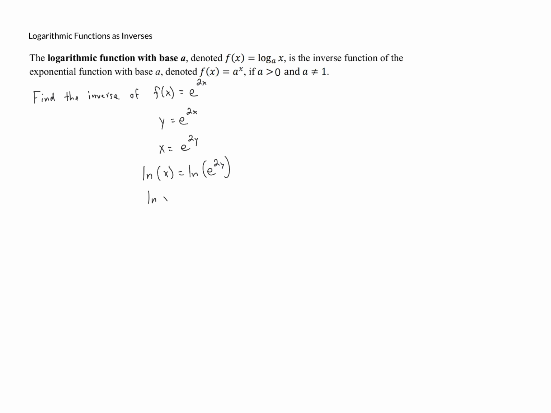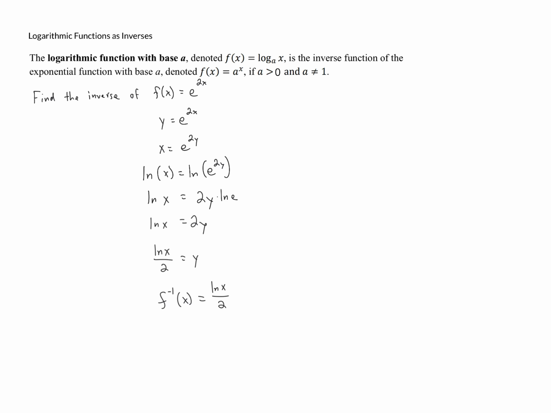So we can write this as ln of x equals 2y times ln of e. And ln of e is asking e to what power is e? Well, e to the first power is e. So this is just equal to 1. And anything times 1 is itself. So we have ln of x equals 2y. And then to get y alone, we divide both sides by 2. So y equals ln of x over 2. And that is our inverse function. f inverse of x is ln of x over 2.